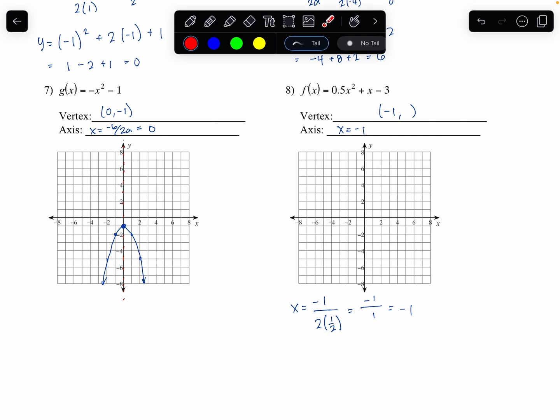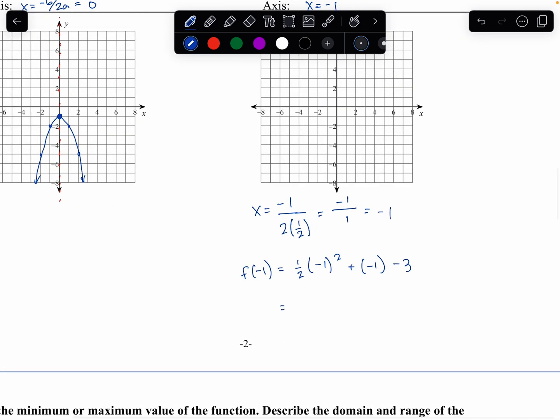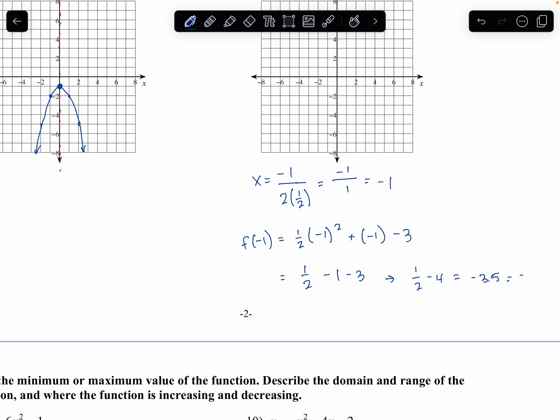Now we're going to plug this into the function to find out what the y value is. So f of negative 1 is going to be equal to, again, I'm going to write it as a fraction, 1/2 times negative 1 squared plus negative 1 minus 3. Negative 1 squared is 1. And if I multiply that by 1/2, it's going to be 1/2. Plus a negative 1 will just be minus 1, then minus 3. This right here is going to be minus 4. So we have 1/2 minus 4. You can think about that as equal to negative 3.5, because you have negative 4 plus 1/2. If you're writing it as a fraction, that is negative 7/2.